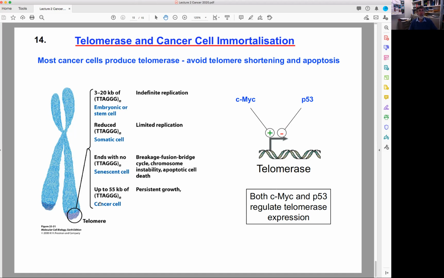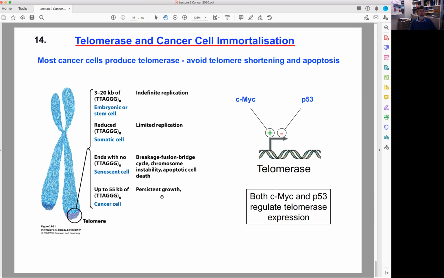If you look at a cancer cell, on the other hand, you see that the telomere length is very long. There can be up to about 55 kilobases of the repeat sequence, the telomere sequence. So that's even longer than in the embryonic or stem cells. So again, these cells can just keep growing and growing, or dividing and dividing. The telomeres don't get shorter because the telomerase is maintaining the length of the telomeres, and the cells, as I say, basically can go on dividing indefinitely. In other words, the cells become immortal.